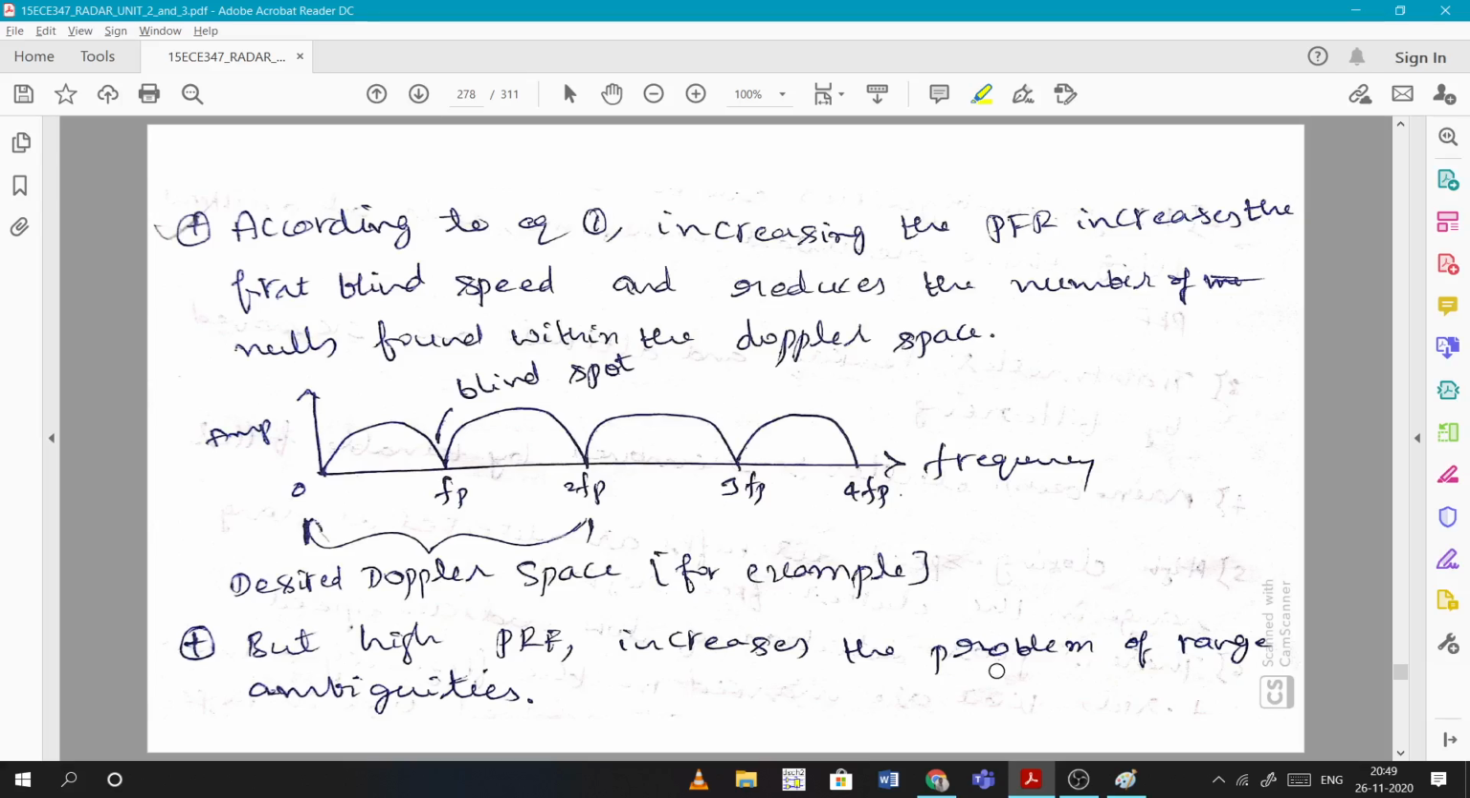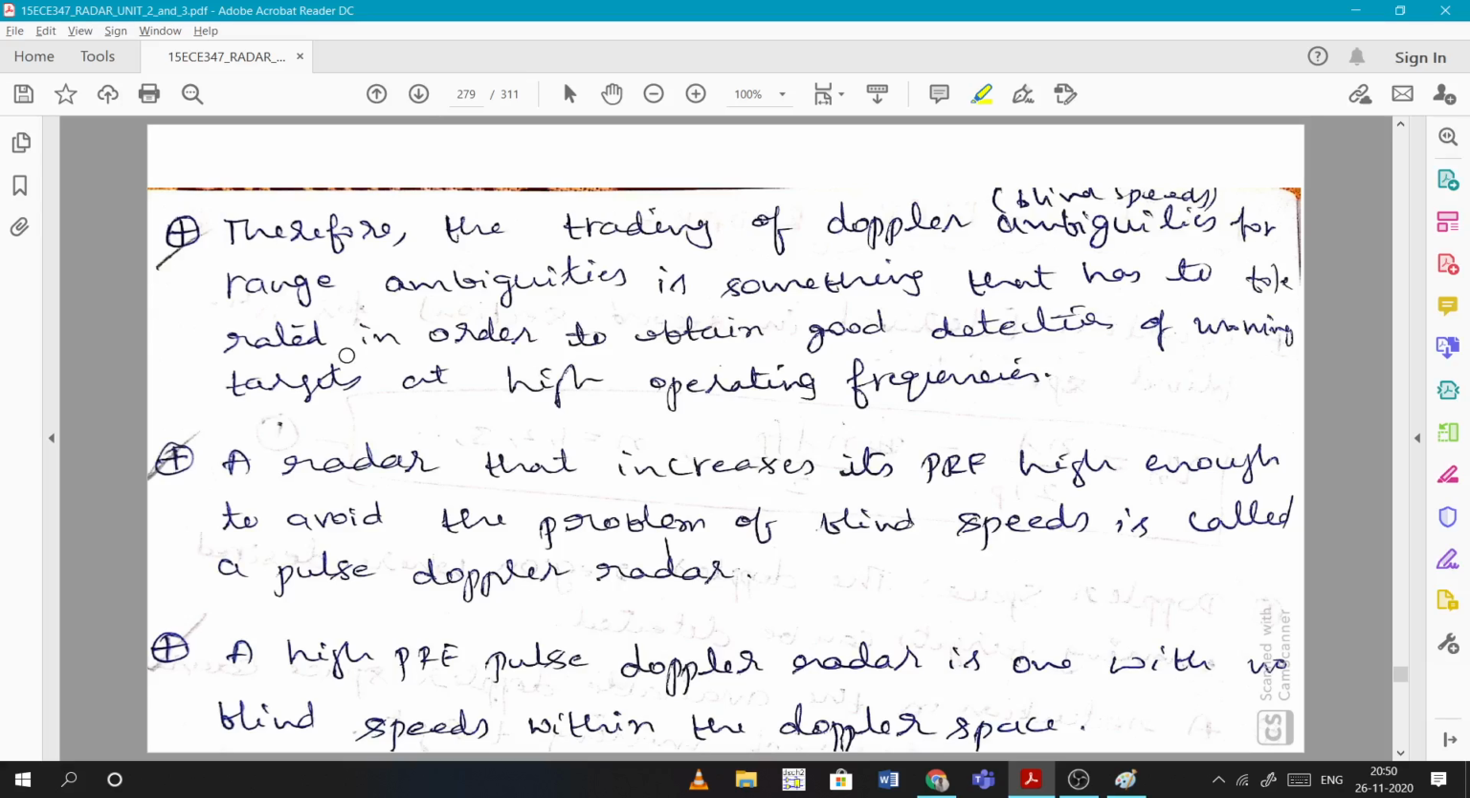But high PRF increases the problem of range ambiguities. So basically, what he is saying is, if you increase the PRF, these blind spots, the nulls, will be reduced. But if we use high PRF, what happens? The problem of range ambiguities also will come. Ambiguous range, you understand it?